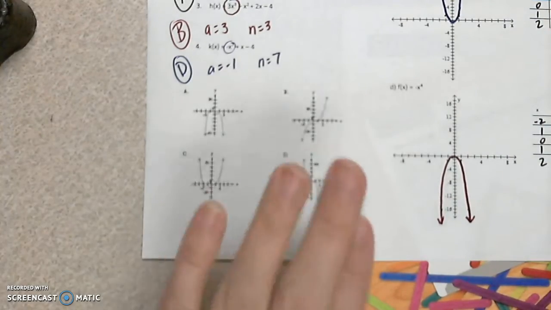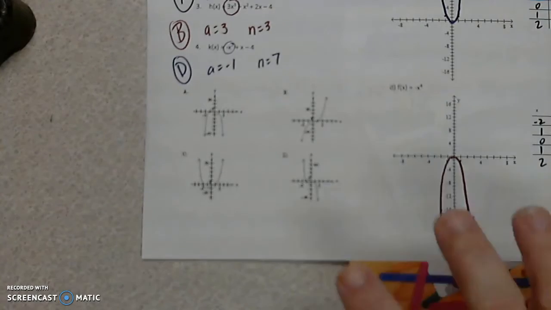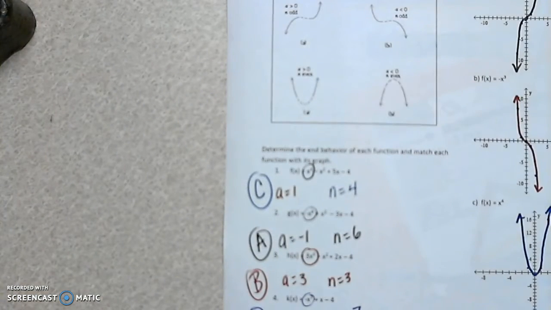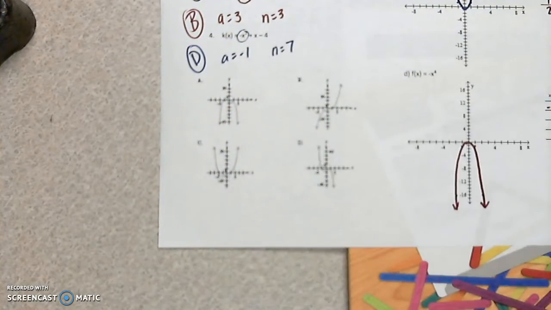Notice it is the opposite of the graph above it. Both ends are pointing down. That matches what our table says on the top of the paper up here. With a negative leading coefficient and an even exponent, the end behavior should be both ends pointing down.